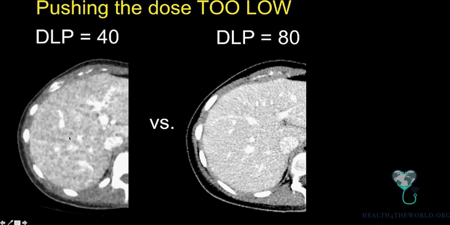Or is it just noise? This is at a DLP of 40. I said for kids, stay under 200. 40 is well under 200. This is the same patient, scanned at DLP 80 a few months later. Liver is totally normal looking. This was all just because the dose was too low. So in our practice, we basically pushed the doses until we got to this point, and then we dialed them back up again to get them back to here.